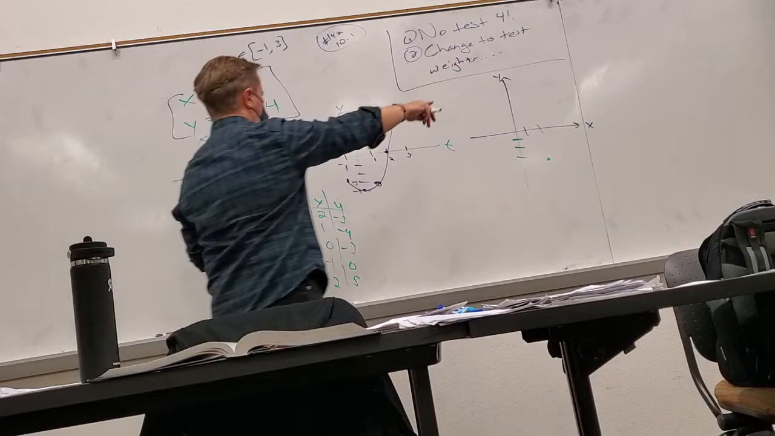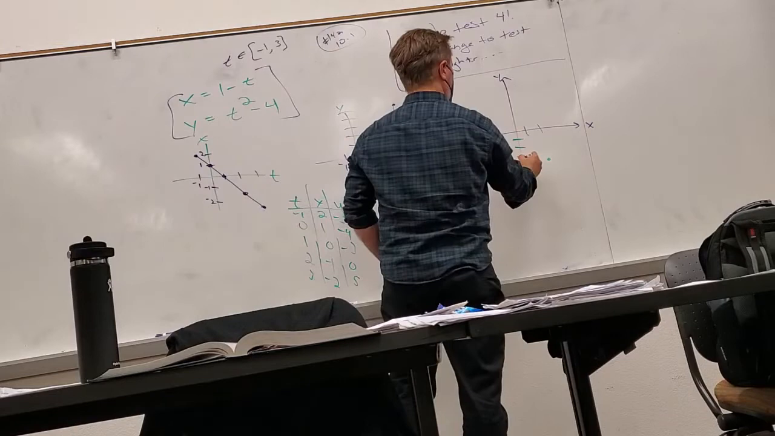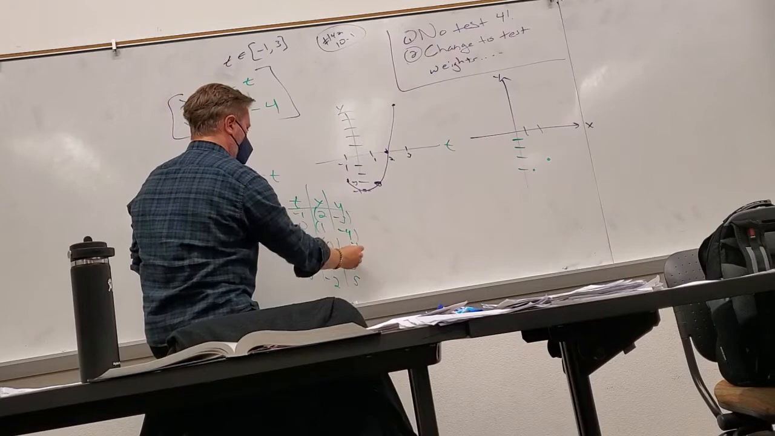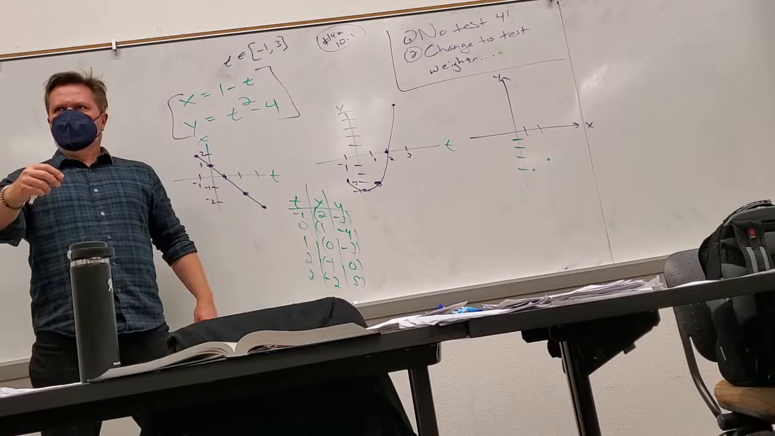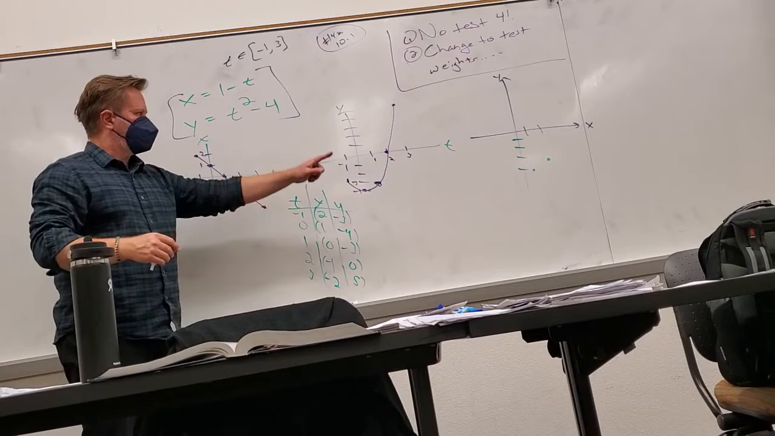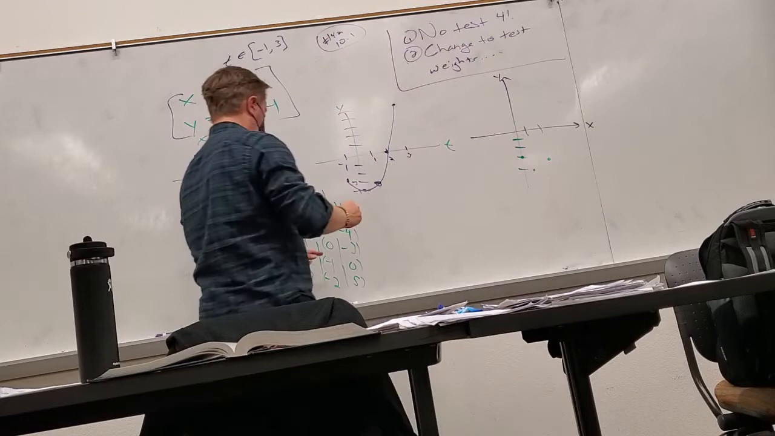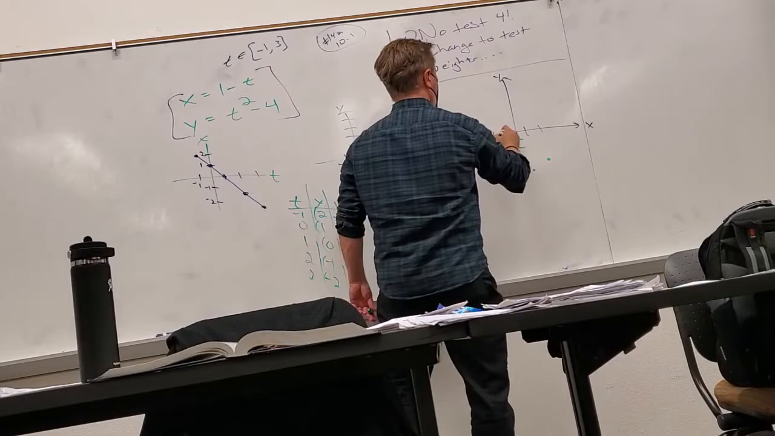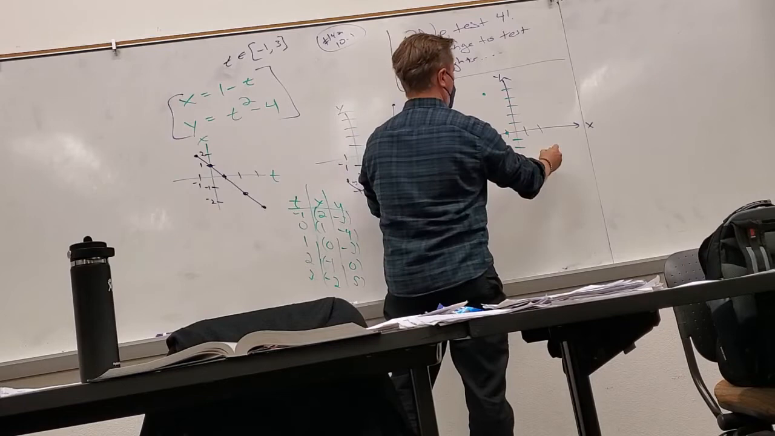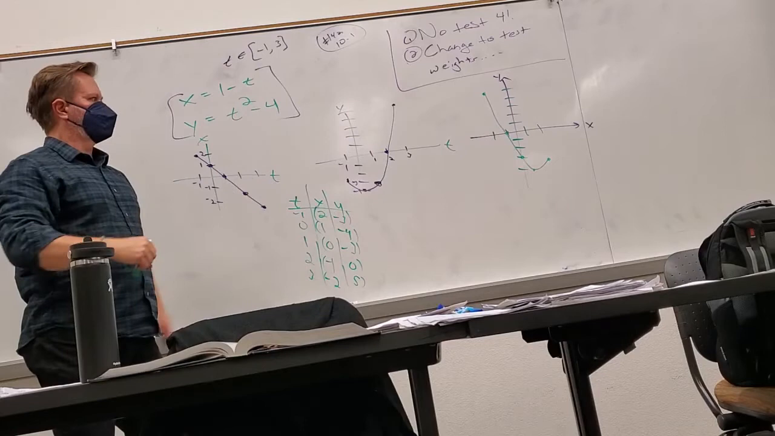So let's see what the actual curve looks like. In fact, it might be a good idea to plot these, because your brain is going to see these and try to put them in. I don't blame it. 2, negative 3. 1, negative 4. 0, negative 3. Negative 1, 0. And negative 2, 5. Okay. So it just looks like crazy sauce.